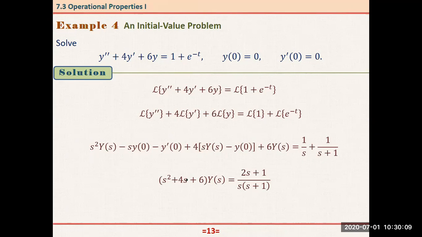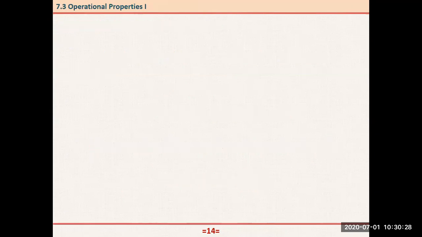Here we have 4 times s, 4s, right? And here we have 6, here we have 6, y of s. On the right-hand side, bring into a common denominator, s plus 1 plus s, that is 2s plus 1. In the new denominator, s times s plus 1. Now, if I just divide both sides by this expression, what we get here is capital Y of s equals this thing, right? I don't do anything, we just divided both sides by this expression.